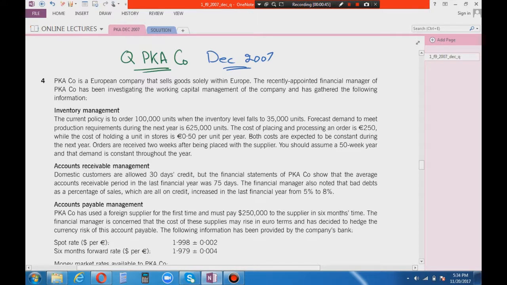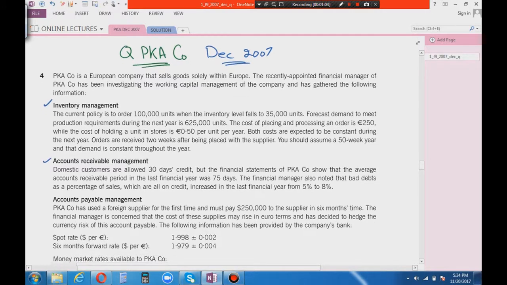And the question you can obviously Google if you want to, but I have provided you the link in the description also. You can download from the link that I have provided you. This question also includes some forex, but we'll ignore that because today we'll be just discussing inventory management and we'll be discussing receivables management, right?